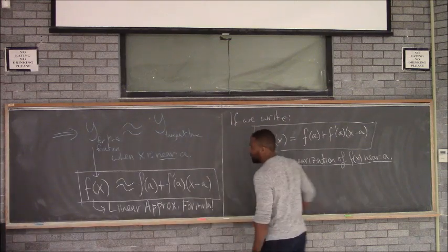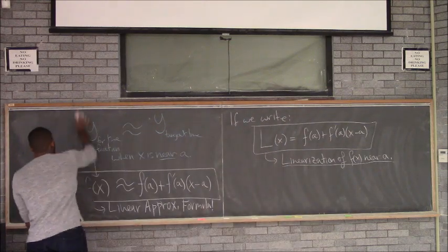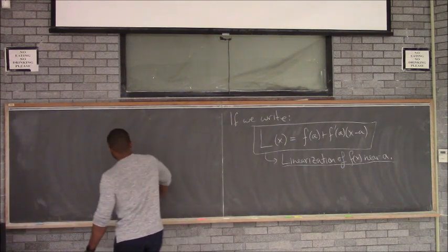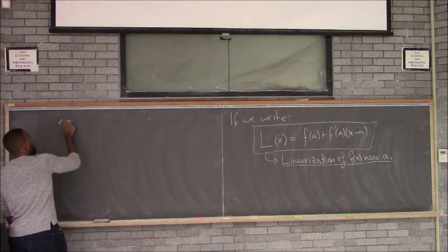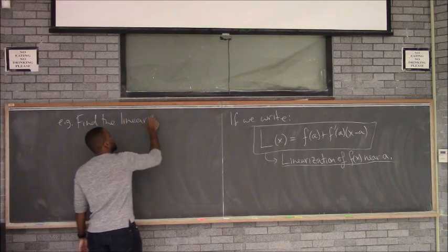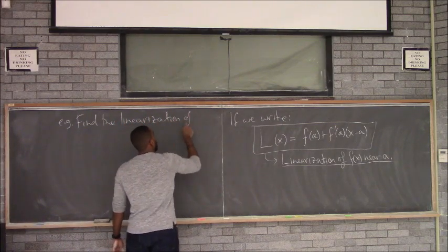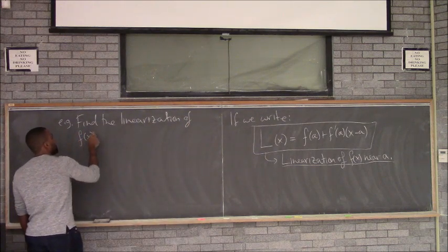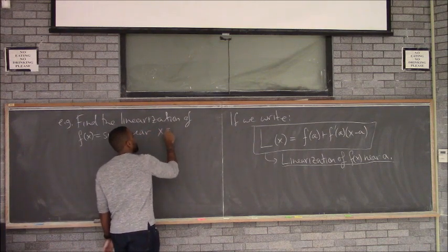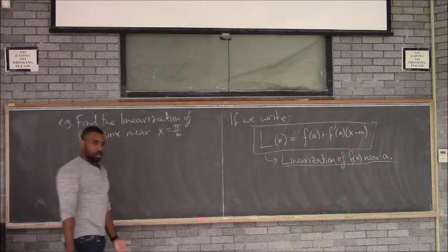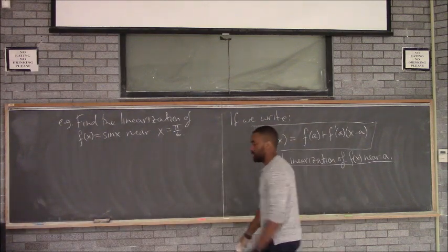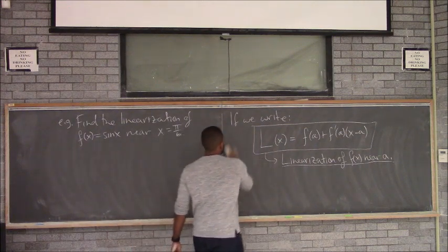Let's do a silly example. What's the linearization of sine x near the point x equals pi over 6?